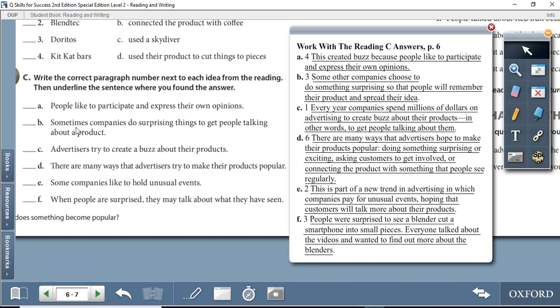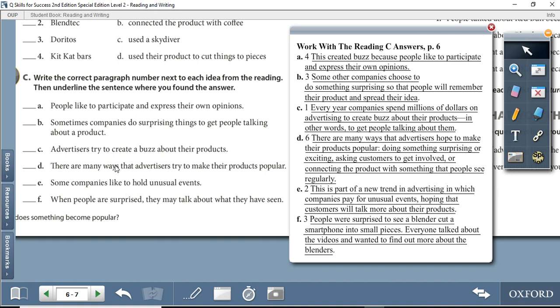B, sometimes companies do surprising things to get people talking about products. Now this is found in paragraph 3, and you need to underline some other companies choose to do something surprising to the end of the sentence. C, advertisers try to create a buzz about their products. Found in paragraph 1, and you need to underline this sentence. Every year companies spend millions of dollars on advertising, etc. to the end of the sentence.